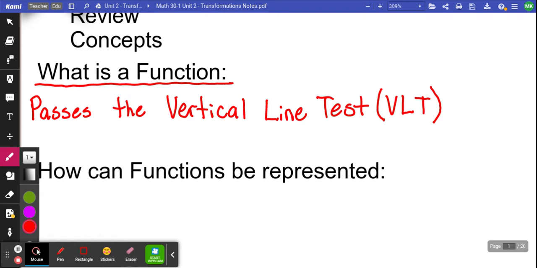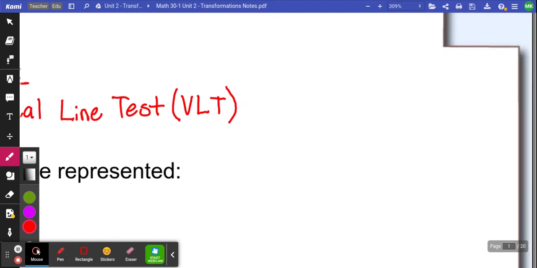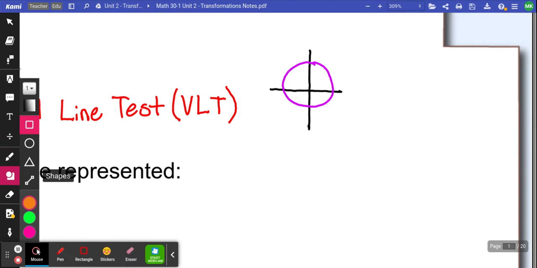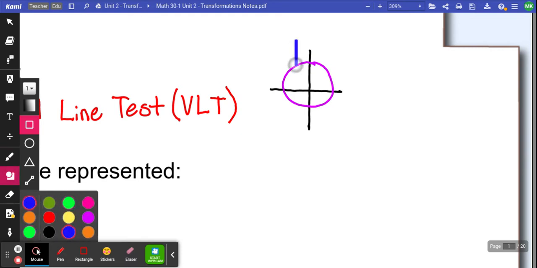So what you do is you take a graph. I'm just going to draw a random graph. Let's start with a circle. Okay, so there's my little graph. The vertical line test is, can you draw a vertical line on that graph and touch the graph in more than one spot? So for instance, if I drew a vertical line right here, there's a vertical line.